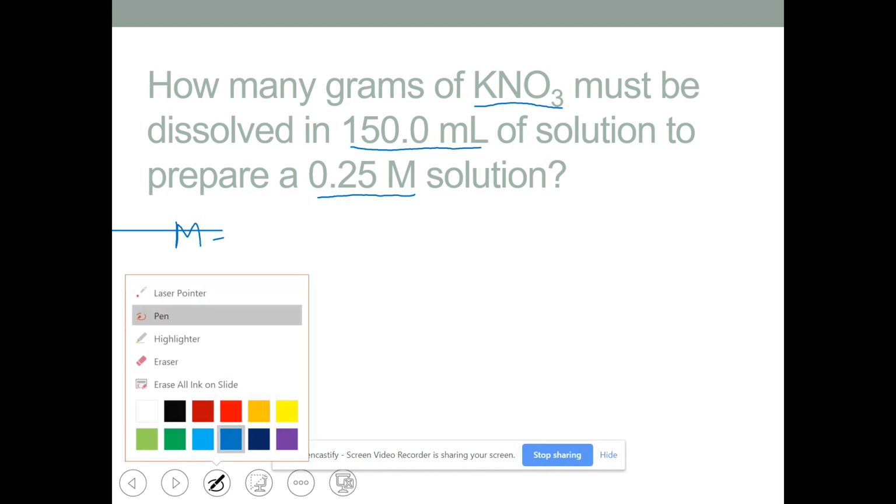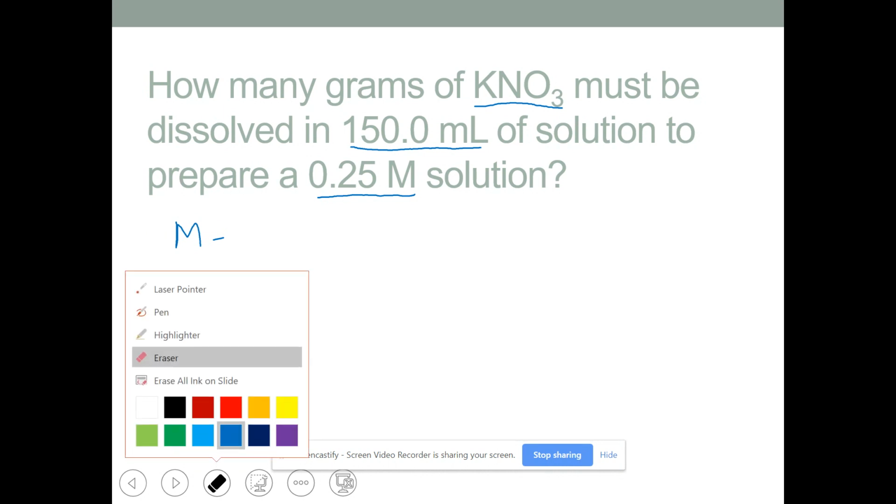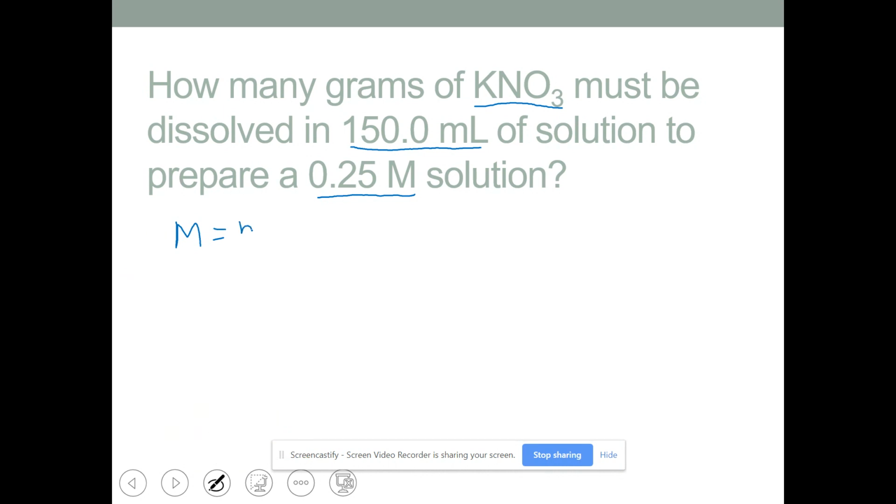Now, we just had on the previous slide that molarity is equal to the moles of solute, which in this case is KNO3, over the volume of the solution, which needs to be in liters. If we know both the molarity and the volume, we can rearrange this to solve for the moles of KNO3. We'd multiply both sides by volume, and we'd end up with molarity times the volume. Over here, the volume is going to cancel, so we would get the moles of the KNO3.